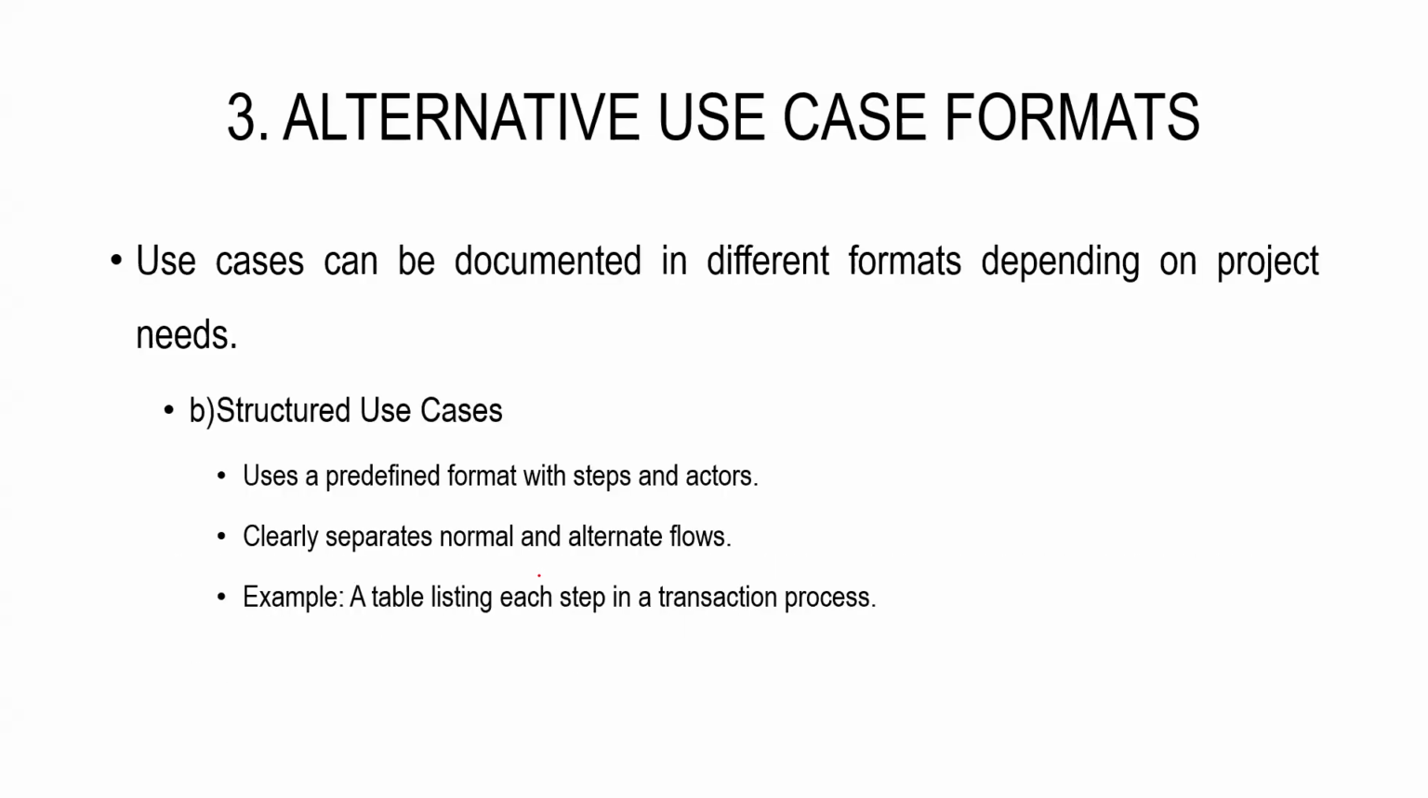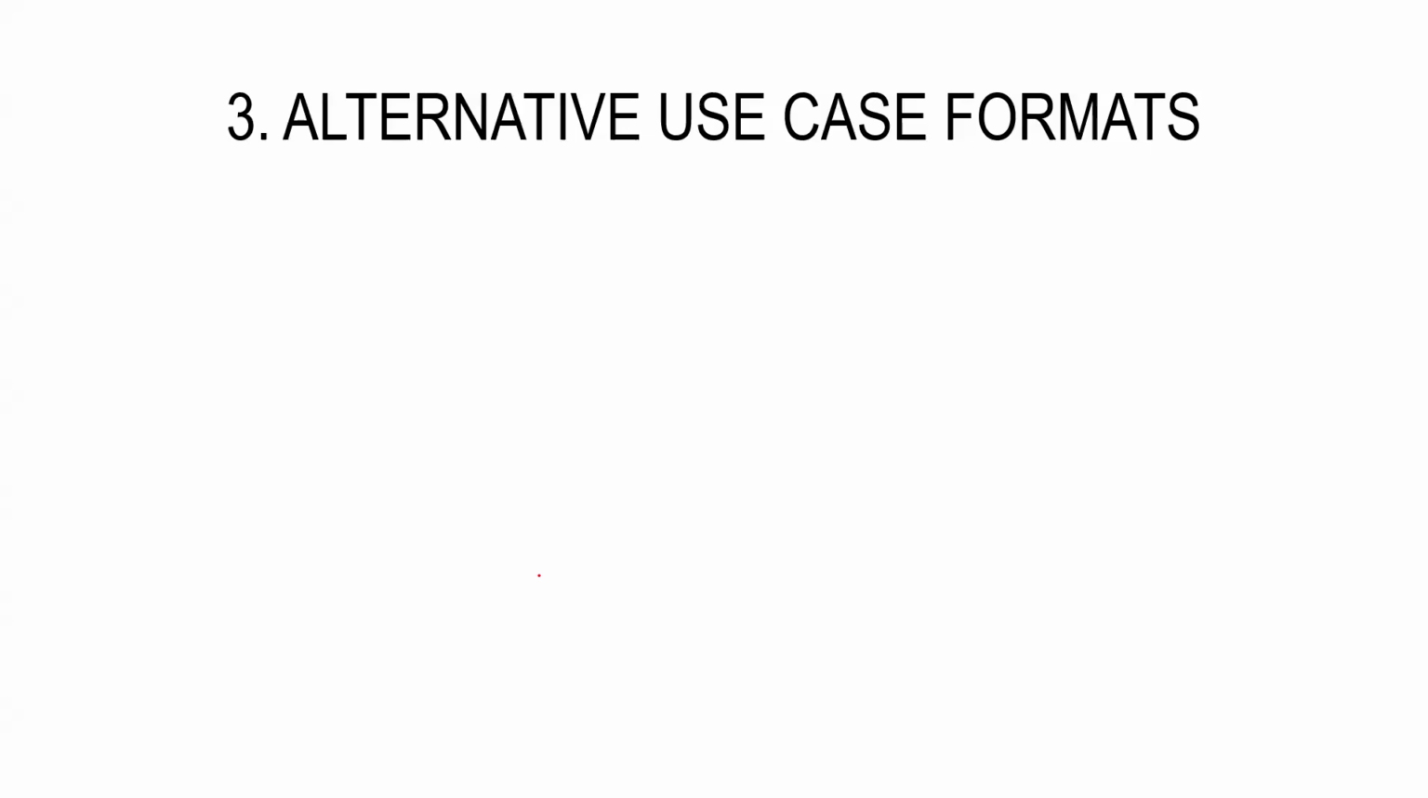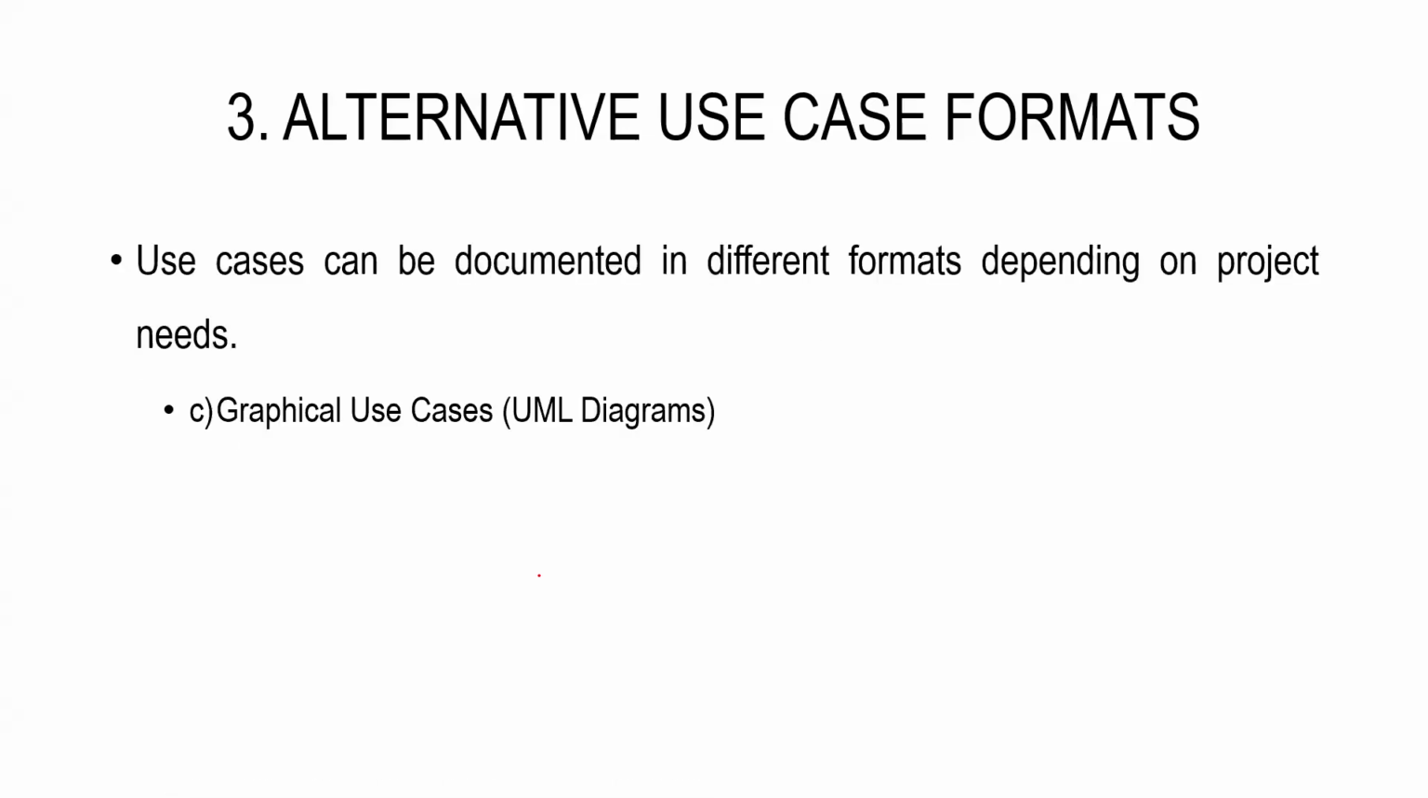So a structured use case uses a predefined format with steps and actors. It clearly separates the normal and the alternative workflows. An example is a table listing each step in a transaction process, like the way we listed there. From this in the normal, you go to this, you go to this, and in the alternative, this is what you do. And thirdly, the one that we've been looking at, which is a graphical use case.